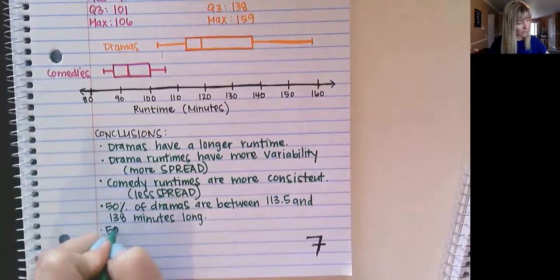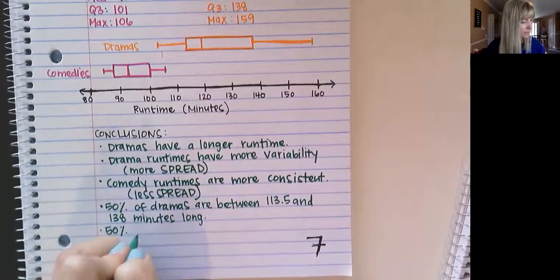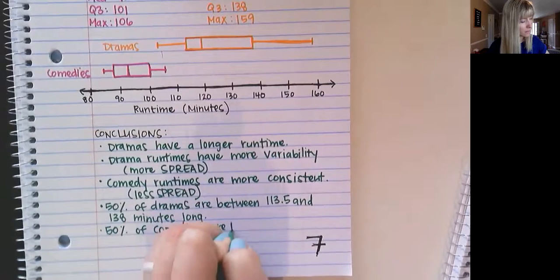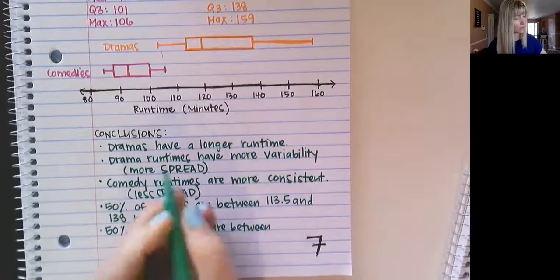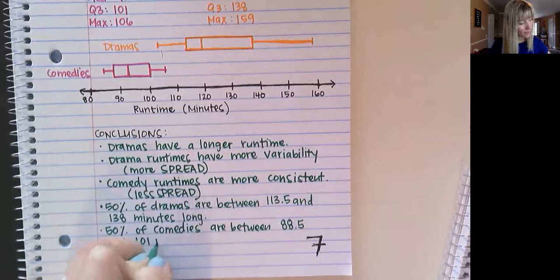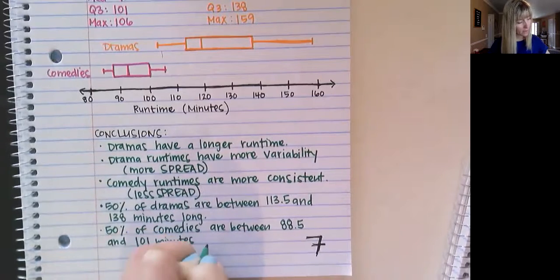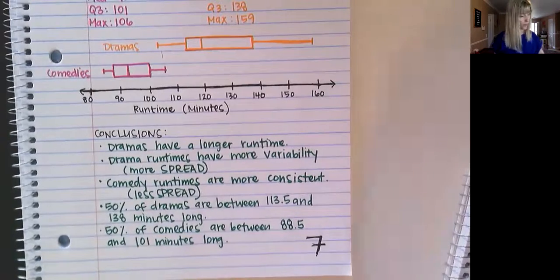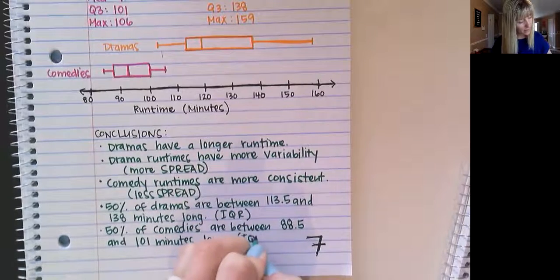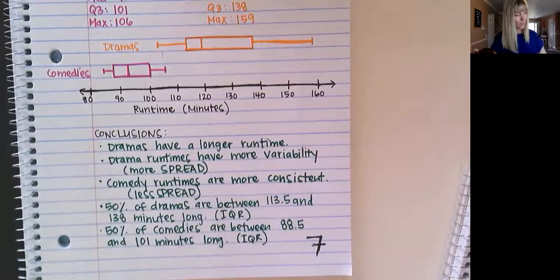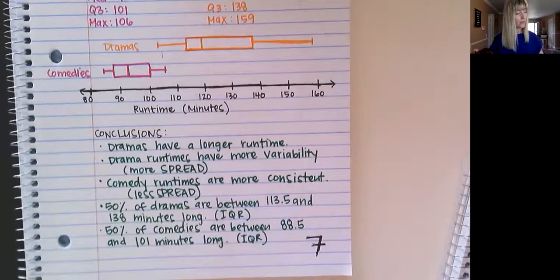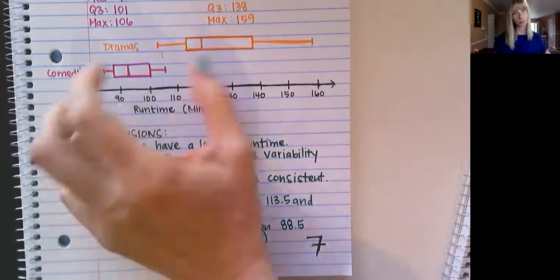And one more statement, we can make a similar statement for comedies. This is a good comparison. 50% of comedies are between, so that was 88.5 and 101 minutes long. And that middle 50%, in other words, the IQR, remember that's what these are. Let's go back and add that. That's talking about the IQR. That size of the box, once again, tells me that comedies have a smaller spread, less variability in that middle 50%. It also tells me that comedies are shorter, dramas are longer.